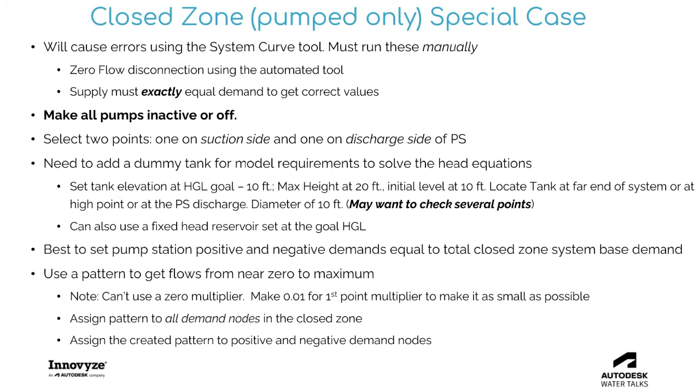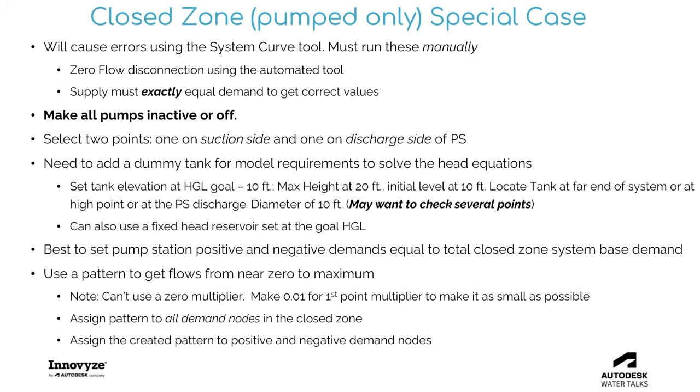I'm going to set that up. I would recommend doing your dummy tank is essentially set the elevation at your hydraulic grade line goal minus 10 feet. So if I had that 215.5 as my HGL goal, I would subtract 10 feet from that. That would be the elevation of the tank that I would put. So 205.5 feet would be the elevation of the tank.